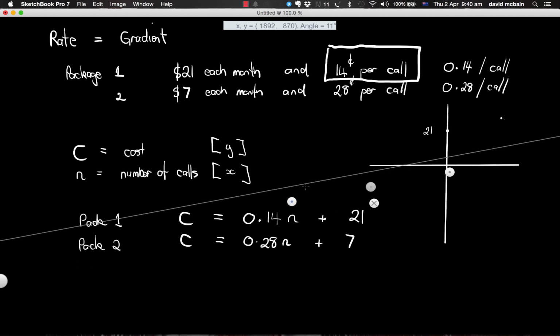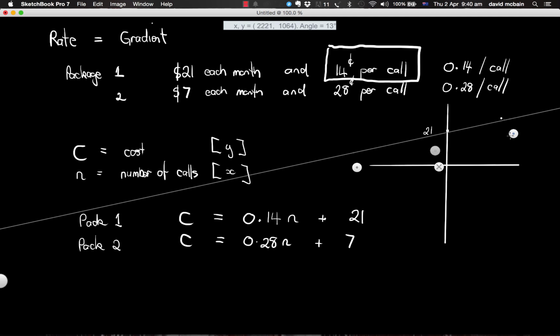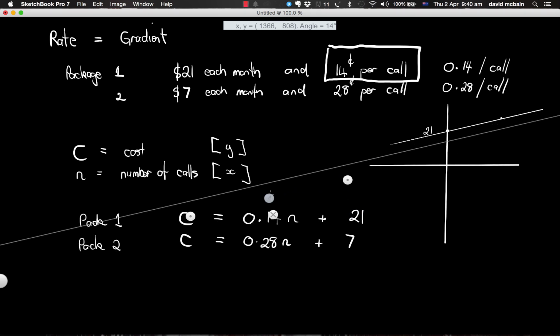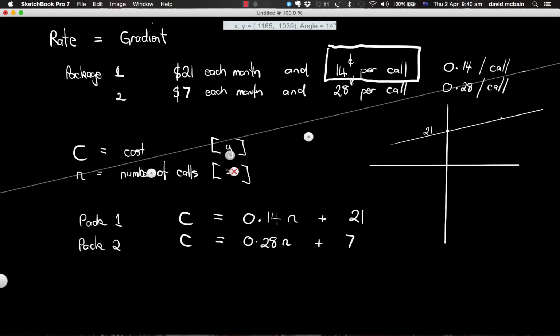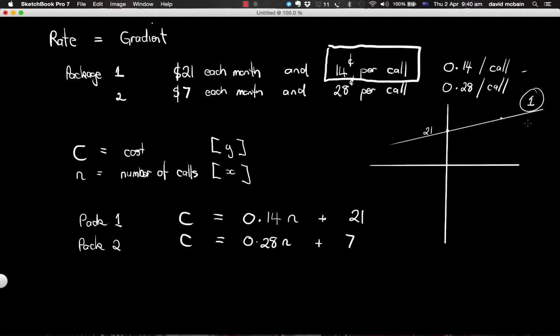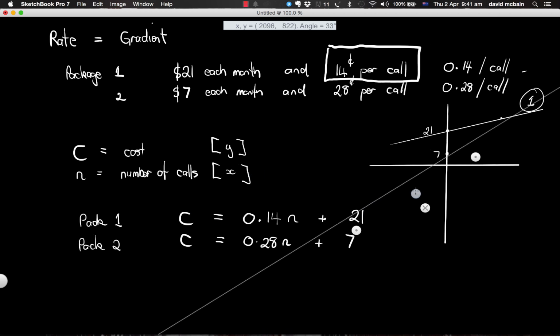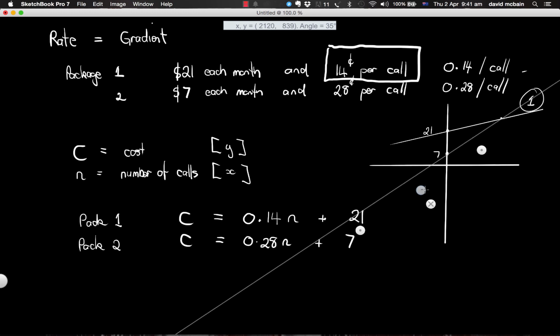And I'm going to just connect those lines with a little ruler here. But remember, if you're doing this on your calculator, you'll get much more accurate graphs. The second equation, so that's package 1. Oops, that's package 1. Always label your graphs. Package 2 has a lower intercept, so it's starting at a lower point, about 7, but it's got a higher gradient, so it'll go up steeper. So it'd be something more like maybe something like that. Okay. And that's package 2.